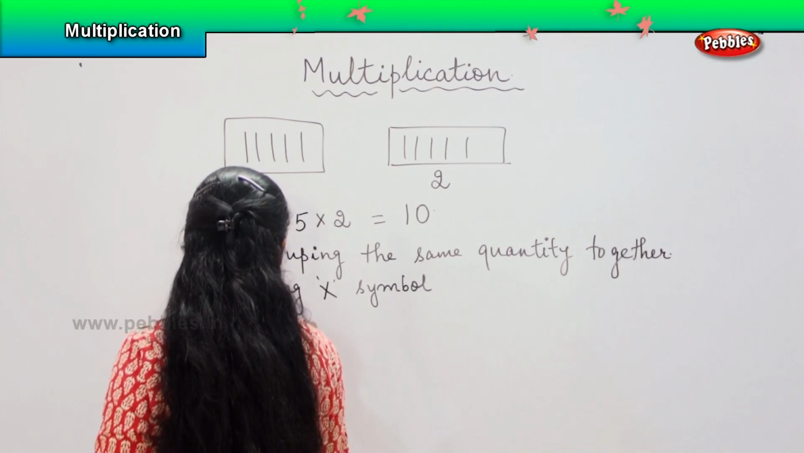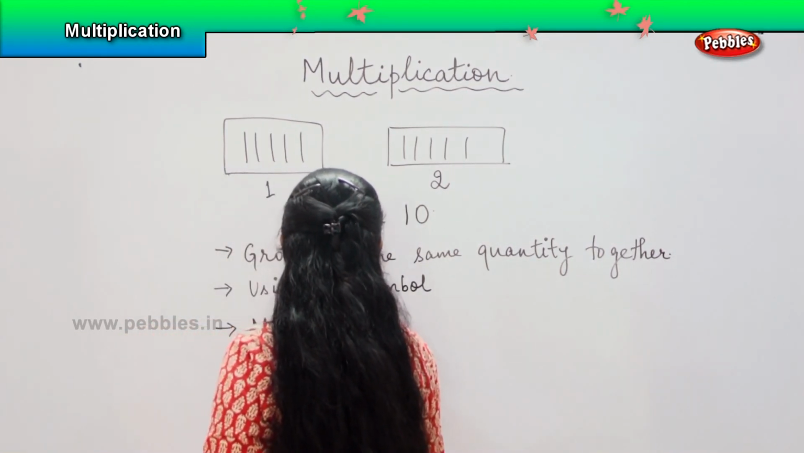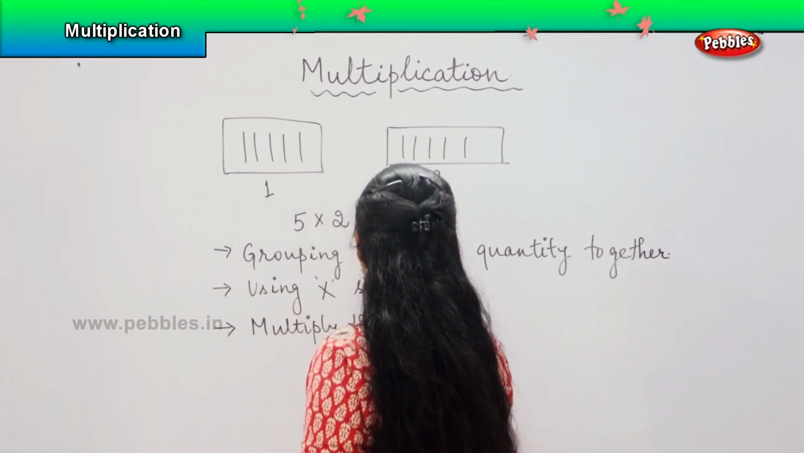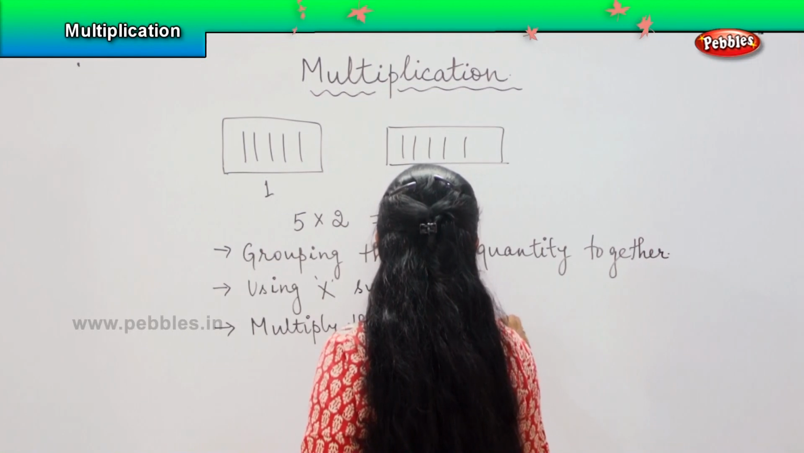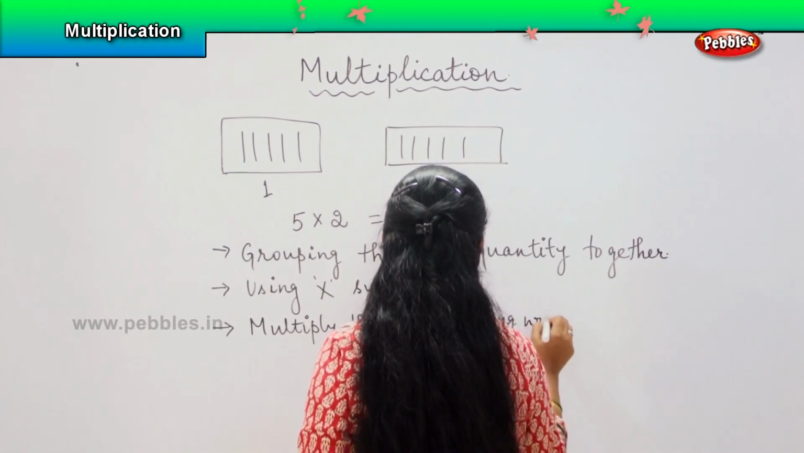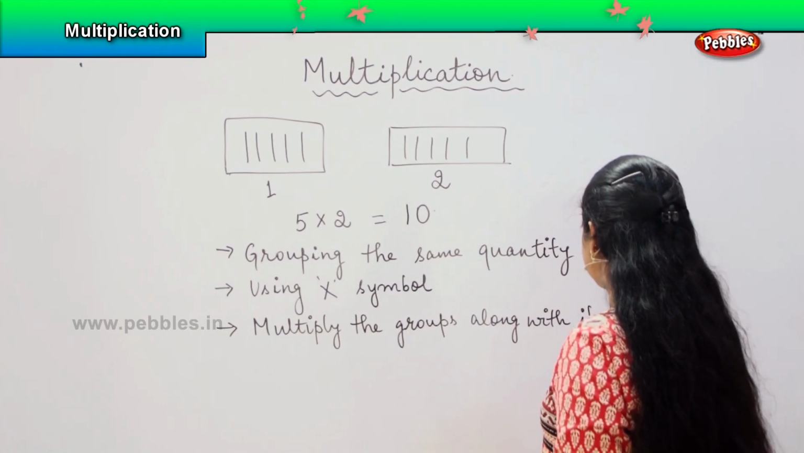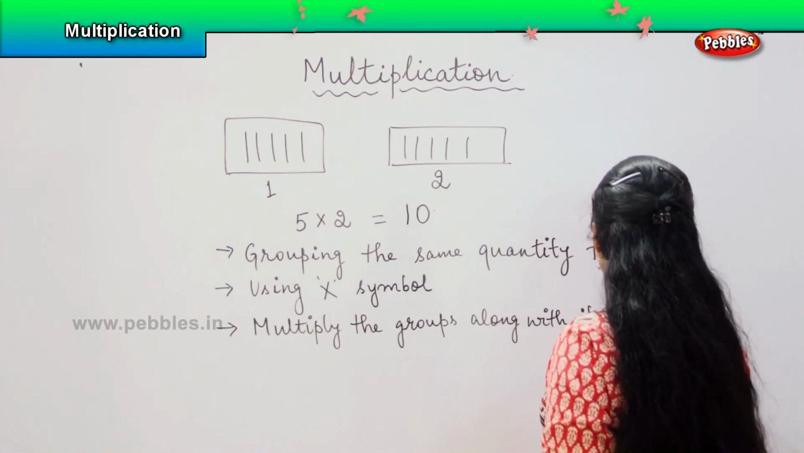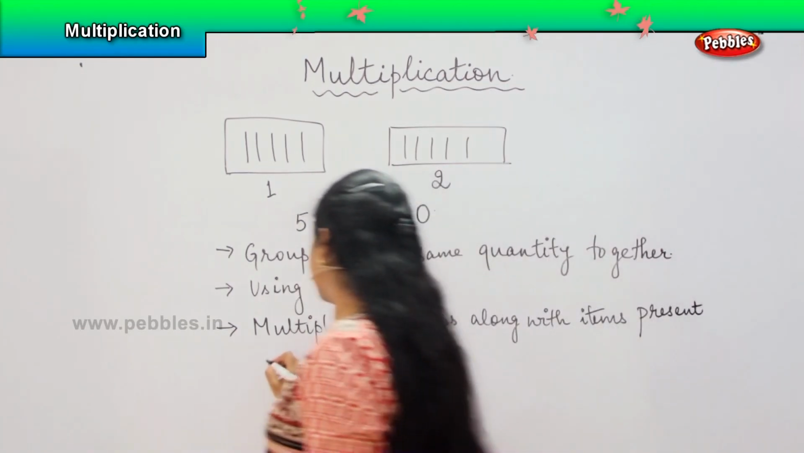multiply the groups along with the items present in each group.